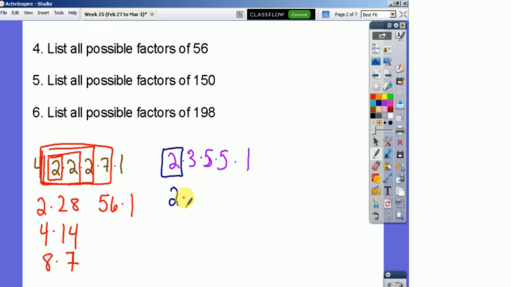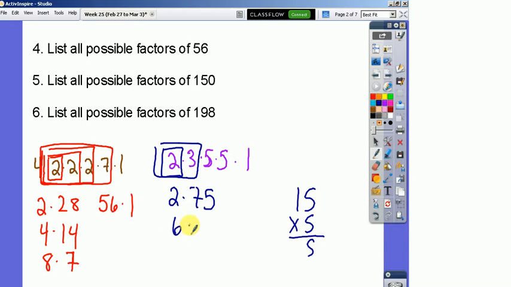2 times, well, I have 15. What's 15 times 5? Yeah. So you have 75, right? And then you do 2 times 3, which is 6. 6 and 1. 25. Do you all understand what I'm doing? And then 2 times 3, which is 6 times 5, which is 30.